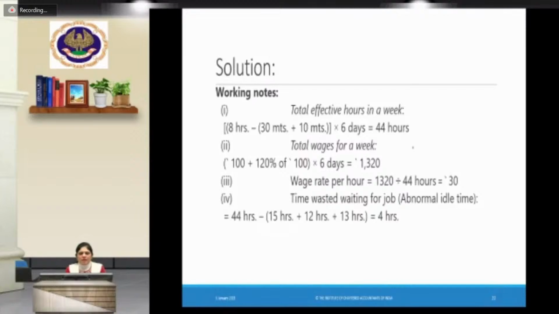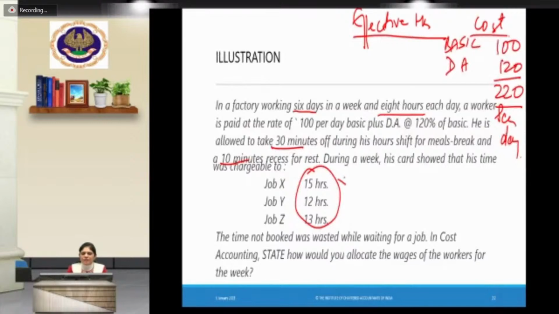Total effective hours in a week: 8 hours minus the break time, into 6 days, so 44 hours. Wages 1320, so the wage rate is this, and the abnormal time is this. So we'll calculate out of 30. Clear? So 30 is the wage rate per hour. 15 hours into 30, 12 hours into 30, and 13 hours into 30.